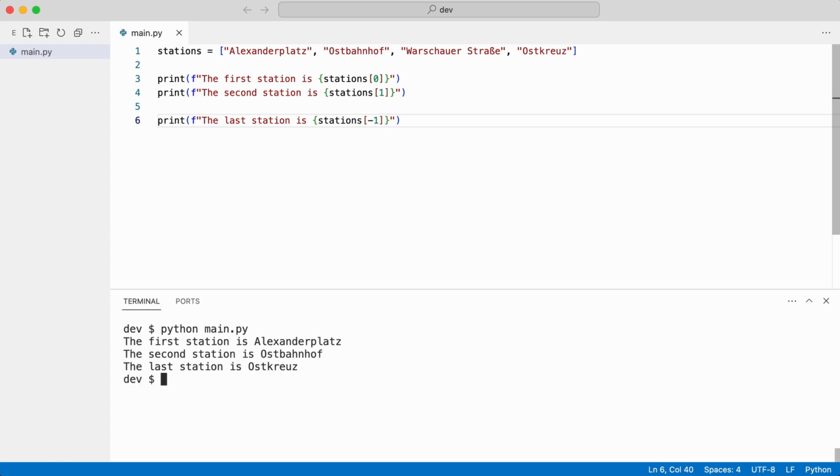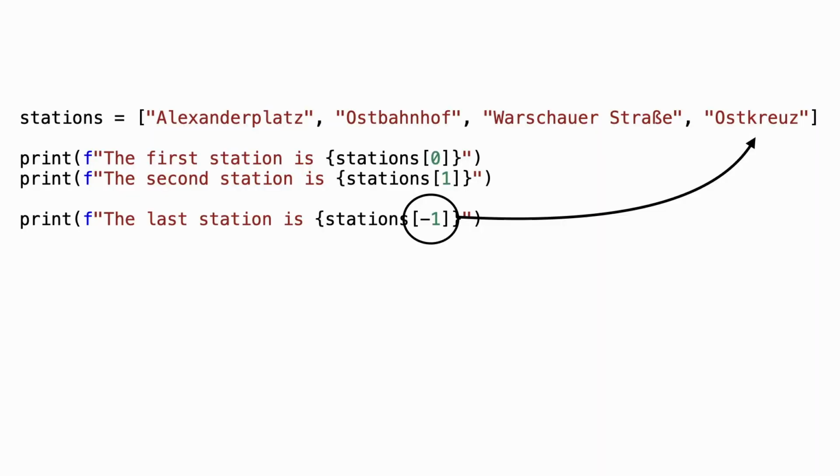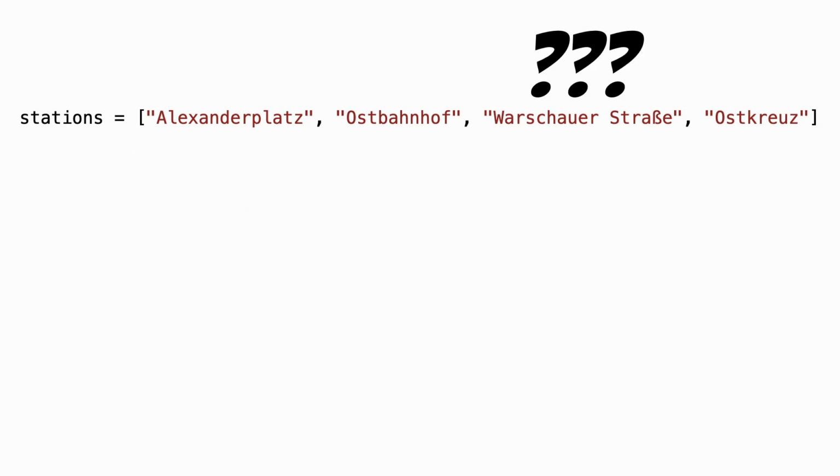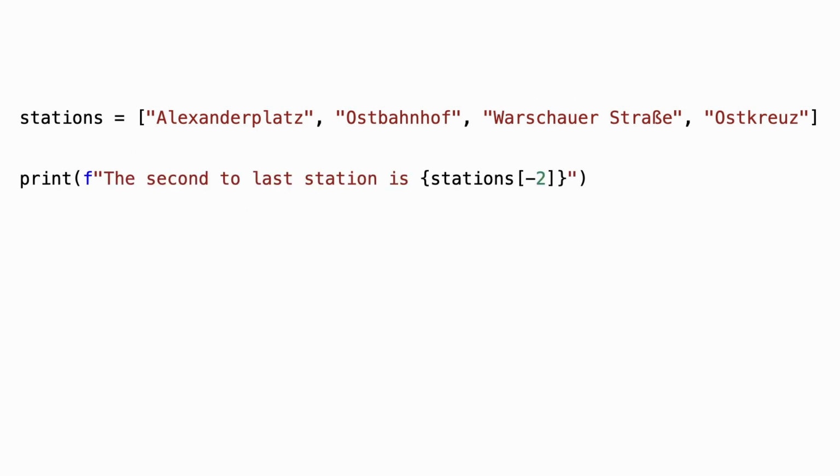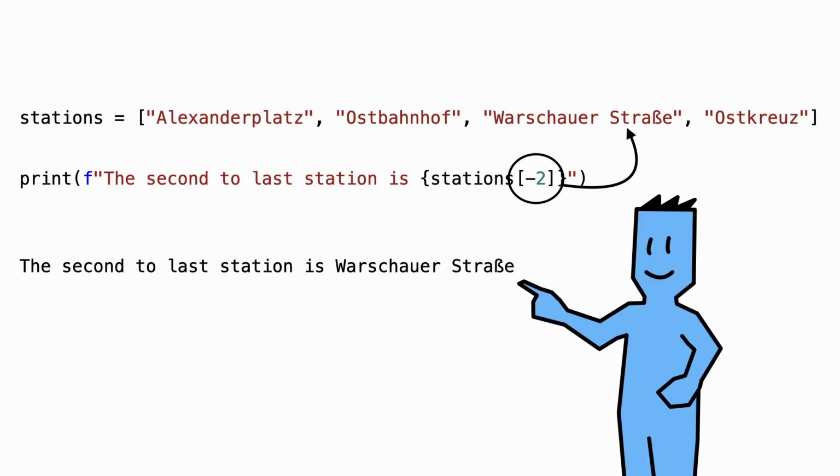That is nice. By using a negative index, Python uses the length of the list and subtracts the index for you. If you want the last element from a list, use index -1. And what about the second to last? Yep, it works exactly as you would expect it.